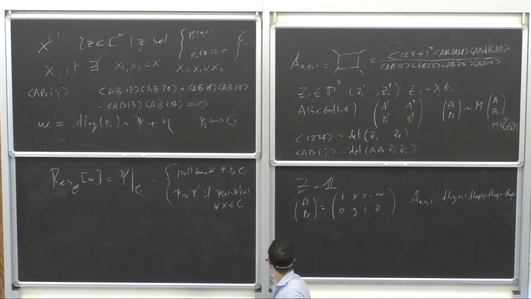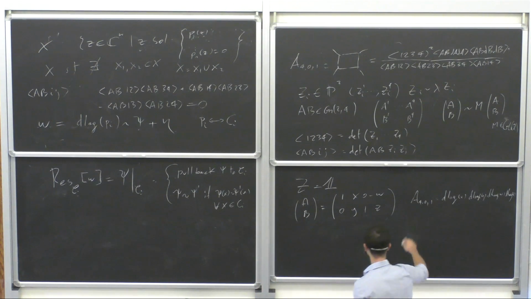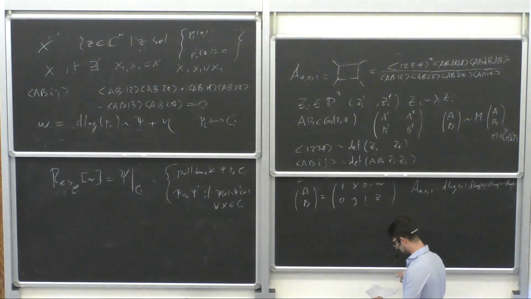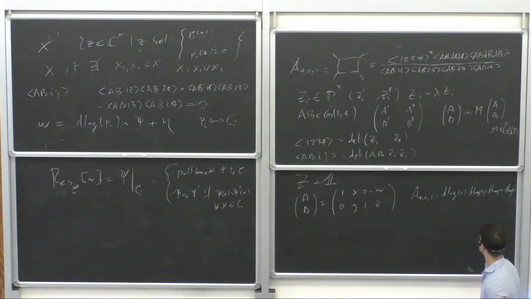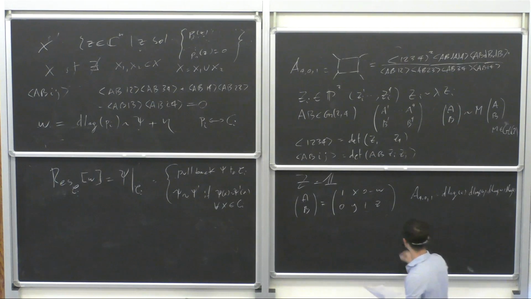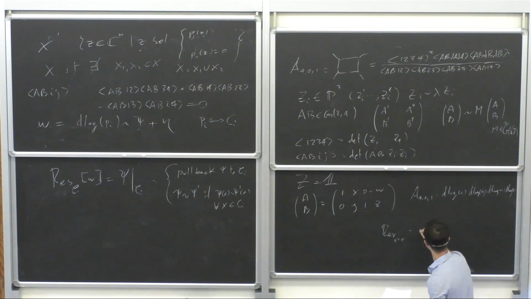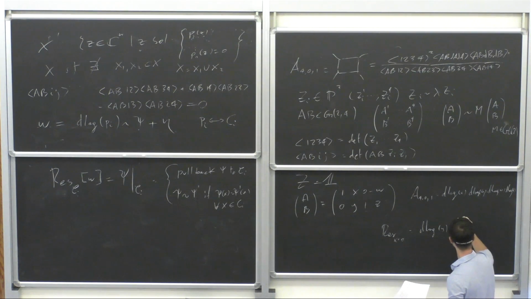So now let's go back to this form here, and we'll compute residues. So we see that the form is already written in a very nice form to compute residues. Okay, we can take like a residue in x equal to 0, and this would be simply like d log of y, d log of w, and d log of z.